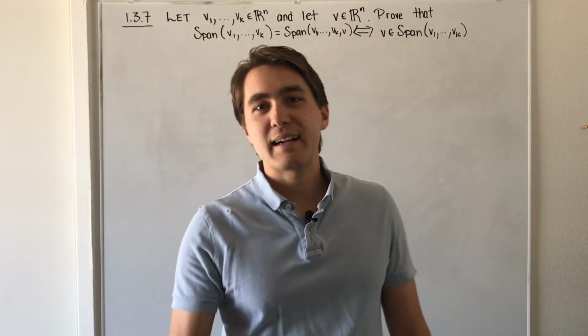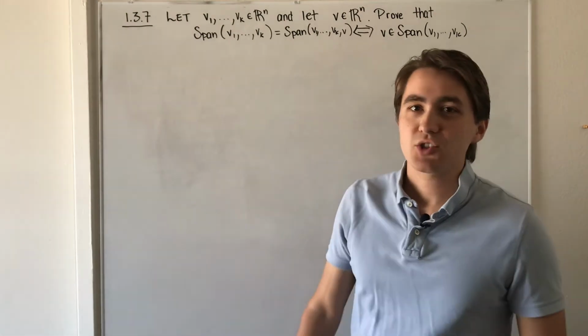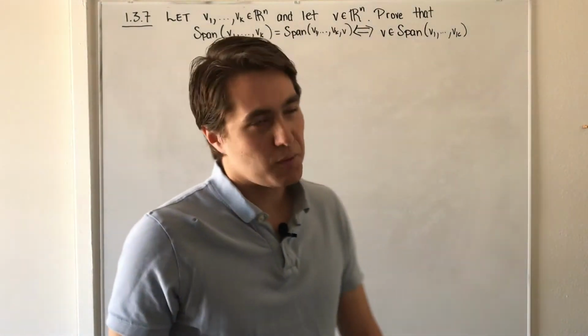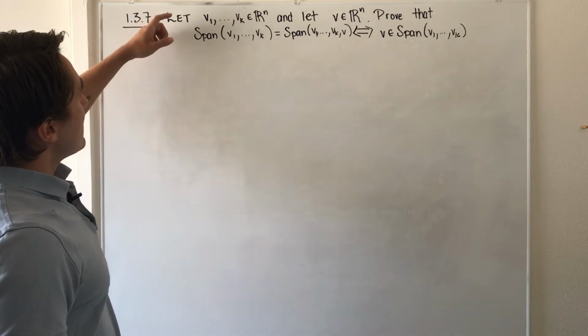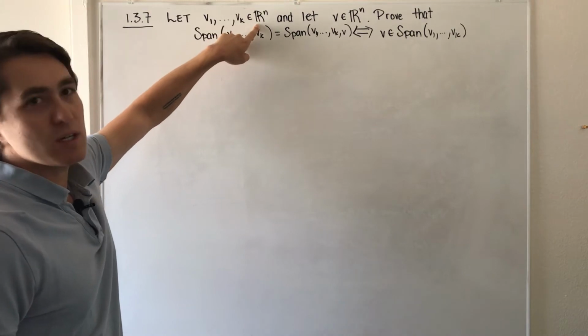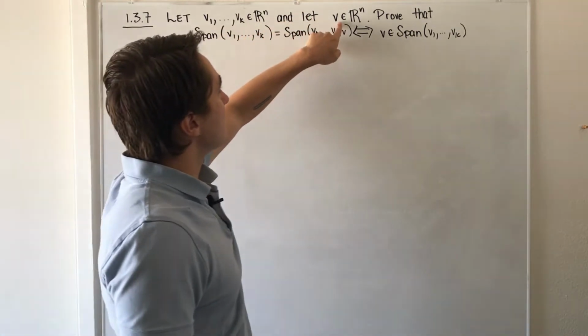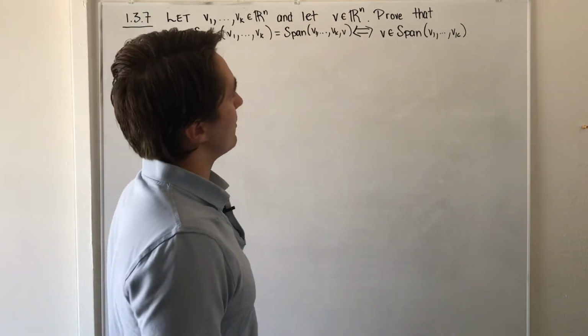All right, welcome back. We're going to be looking at Shifrin today, 1.3.7. That's Chapter 1, Section 3, Problem 7. Okay, so this one we have to let v1 through vk be vectors in Rn, and let's take this other vector v, no subscript, just v, as another vector in Rn.